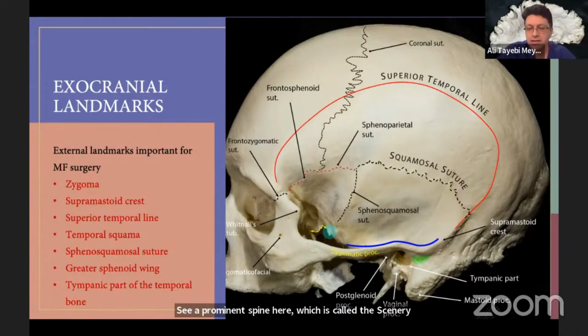This is the line of attachment of the deep temporal fascia, and it actually continues medially as an infratemporal crest. We'll talk about this when we see the exocranial surface of the skull base. Basically, the middle fossa is found in this area, anterior to the supramastoid crest. So understanding the supramastoid crest as it continues to become the superior temporal line is important. Understanding that the temporal squama is one of the thinnest parts of the cranium is important. And the suture between the sphenoid bone and the squamosal bone here is important.